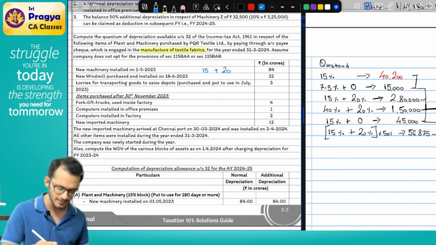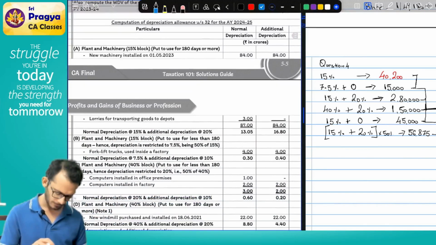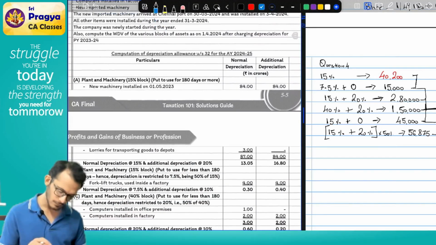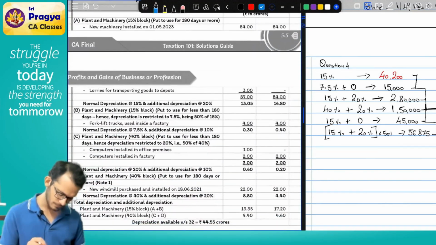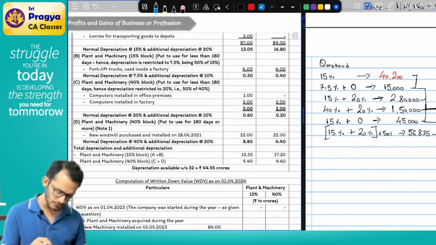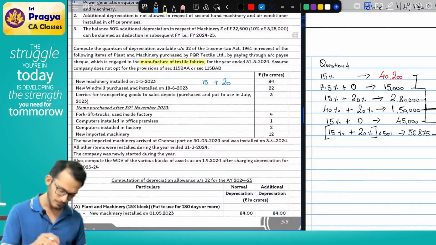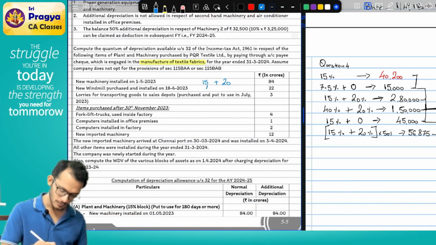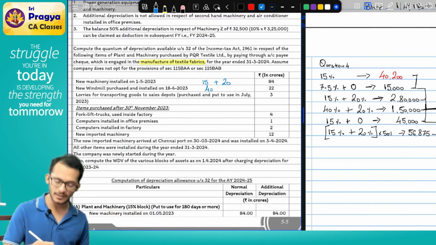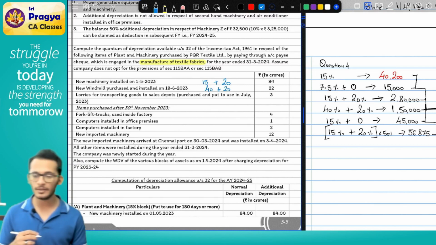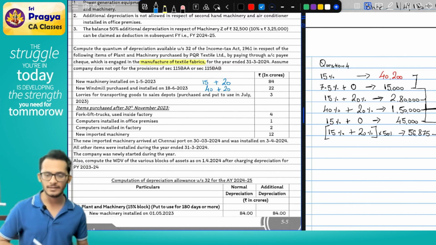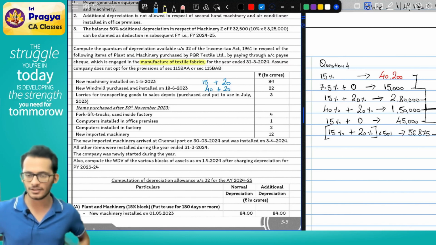Normal depreciation rate is how much? Windmill goes into renewable energy source, therefore it is 40 plus 20. Why 20, Rahul? Because it is generating power, so it is installed in a generation unit.